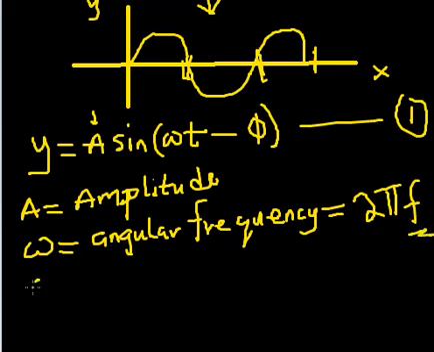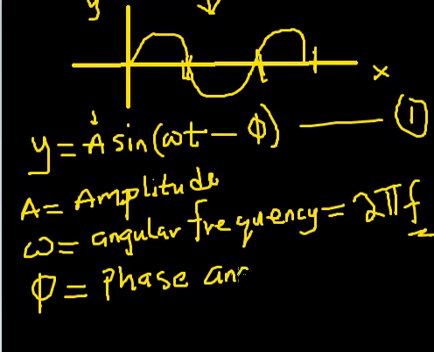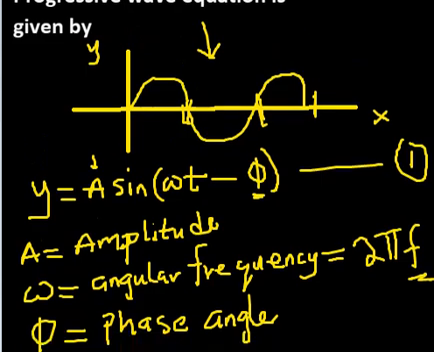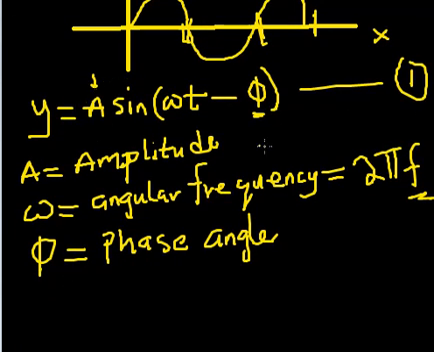Now phi, we've talked about phi before, is the phase angle of the wave. Remember, any wave that starts from the origin doesn't have any phase angle. So for this wave, the phase angle is 0. This can be neglected, so the equation for this wave is simply y is equal to a sine omega t. That's all, because the phase angle is 0.